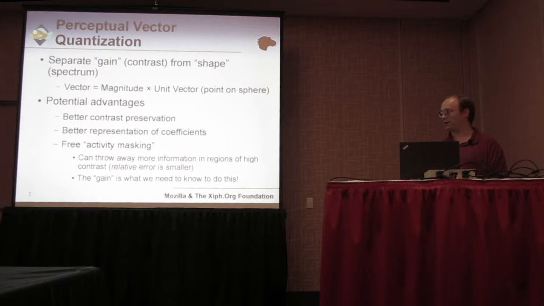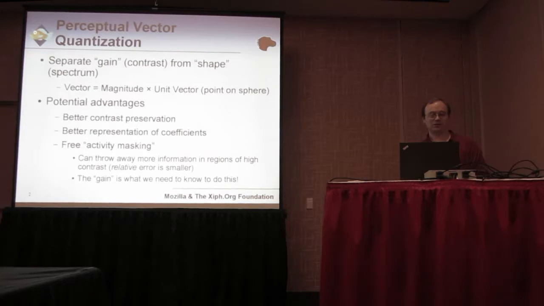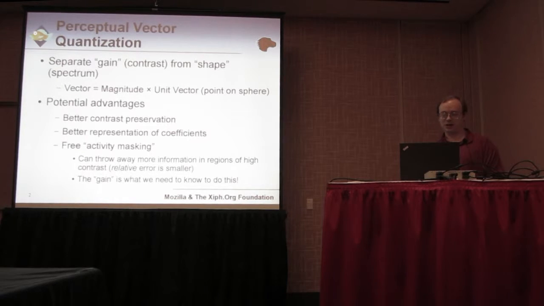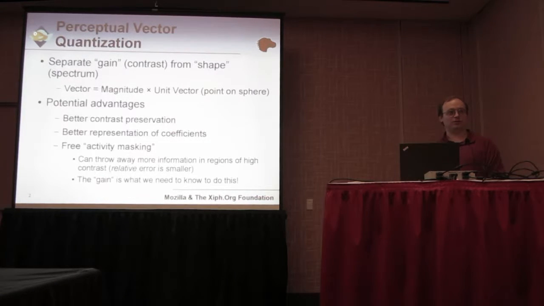I'll talk about that in more detail later, but the idea is that we'll be able to throw away information in regions of high contrast because the relative error will be smaller in those regions. The thing we need to decide how much information we can throw away is this gain parameter, which we're explicitly encoding. So we don't have to code any extra side information for that, whereas other formats do.